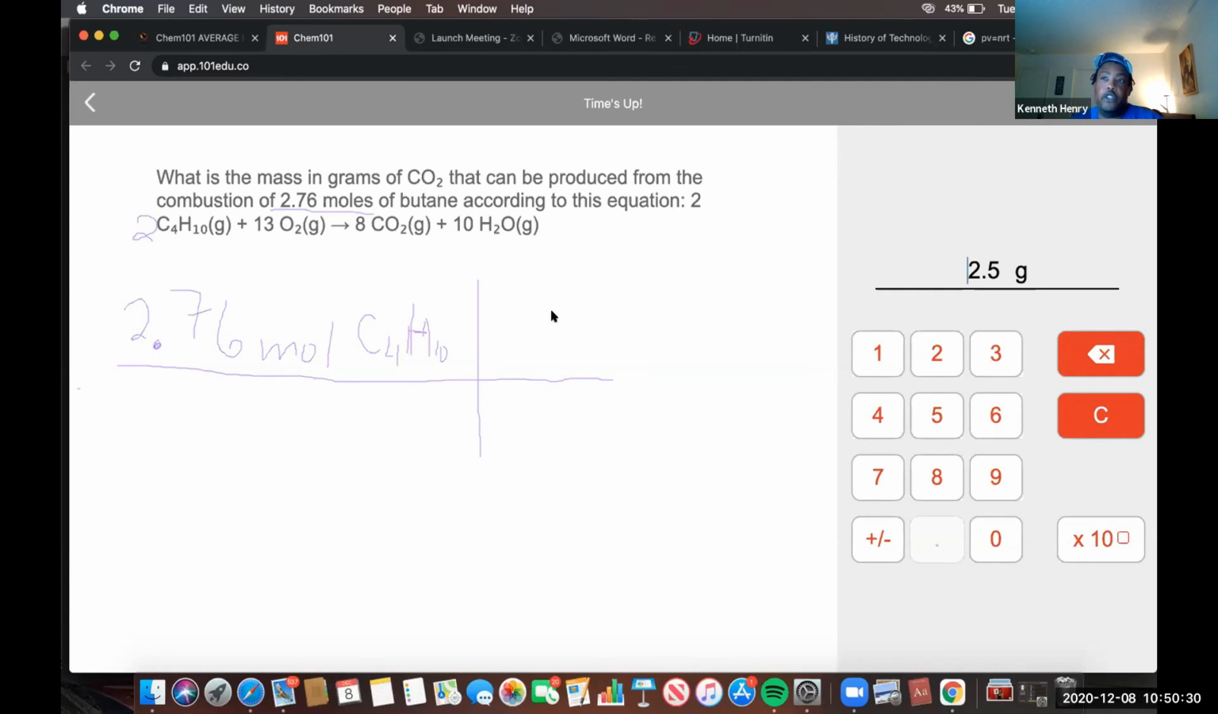So you know that you have 2.76 moles of butane. So you use our chemical equation: for every 2 moles of butane, we have 8 moles of carbon dioxide. Okay, so that means moles of butane cancels out. So now I have moles of carbon dioxide. So how do I go from moles to mass?